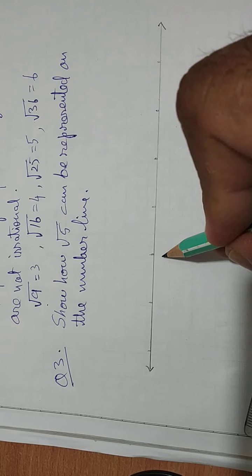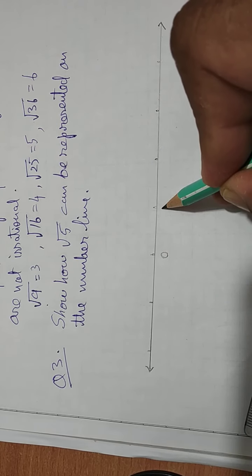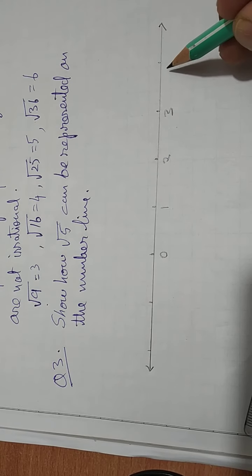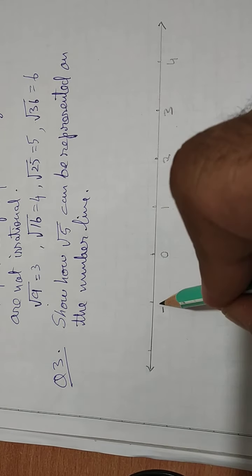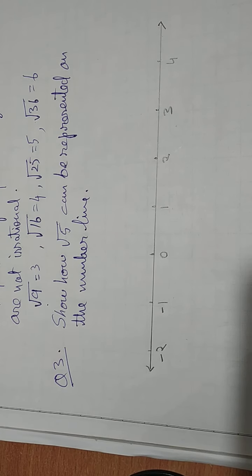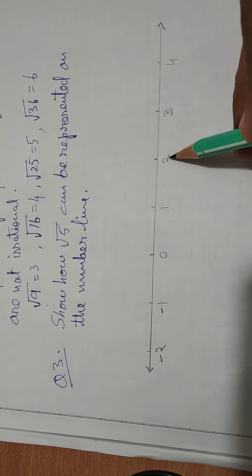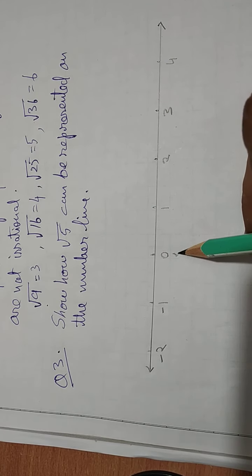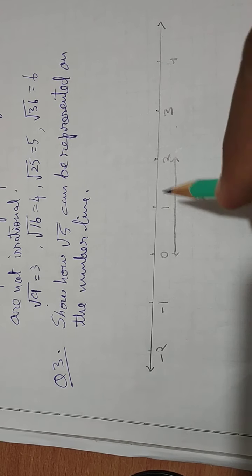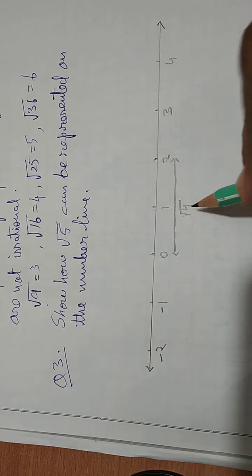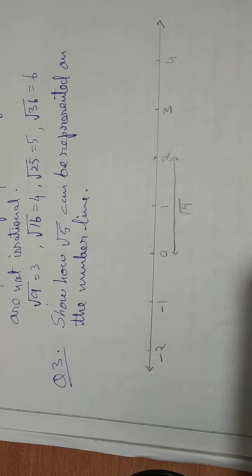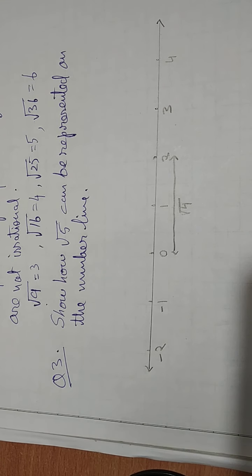So let us take this point 0. This is 1. This is 2. This is 3, 4. Here we have -1 and -2. Now we know this distance from here to this point is 2. 2 is root 4 actually. So let us draw a right angle at this point.